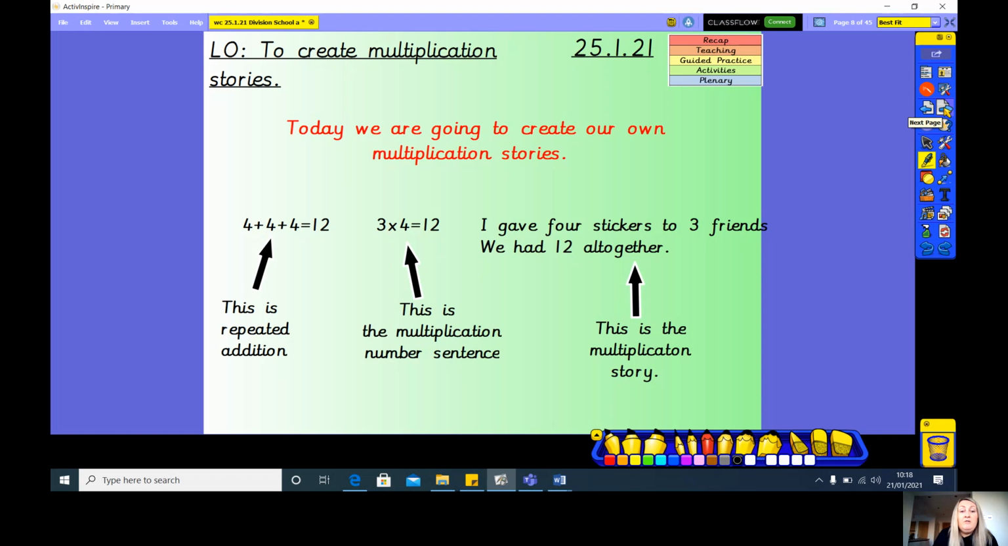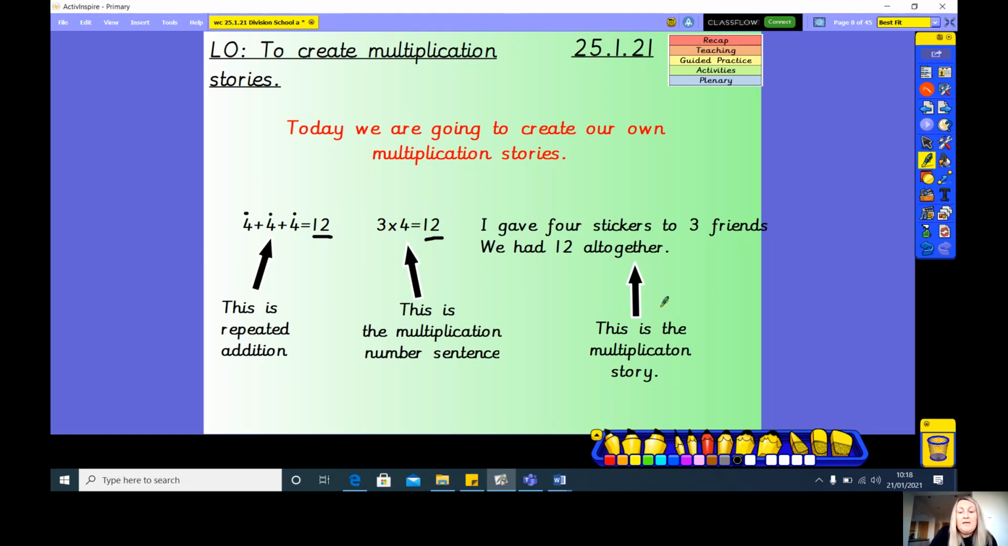So today we're going to create multiplication stories, and that's our learning objective here. So I'm going to show you an example. If we had 4 add 4 add 4, this is called repeated addition, and the answer would be 12. We could show that repeated addition as a multiplication number sentence, couldn't we? So we could say 3 times 4 equals 12, because can you see we've got 1, 2, 3 lots of 4. So we could say 3 times 4 or 3 lots of 4 equals 12.